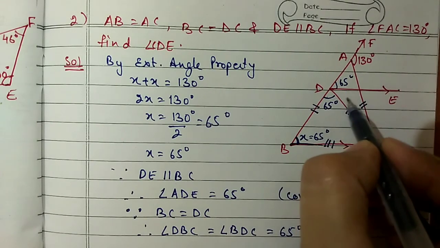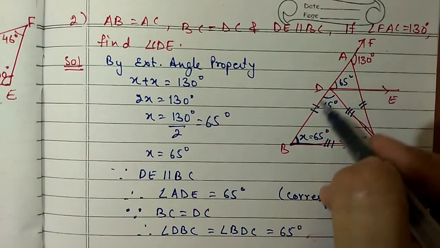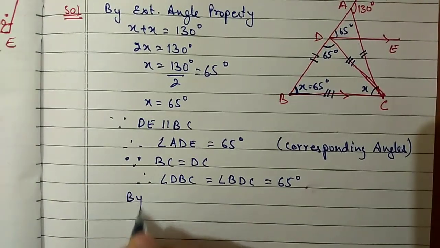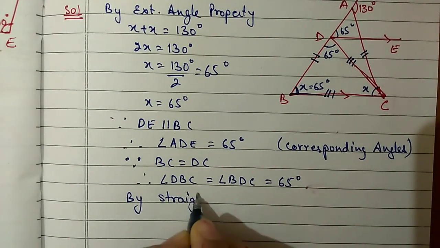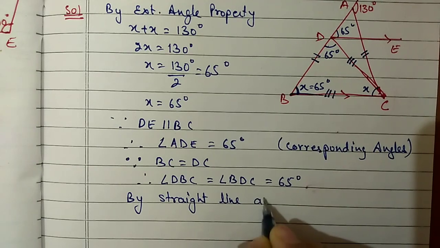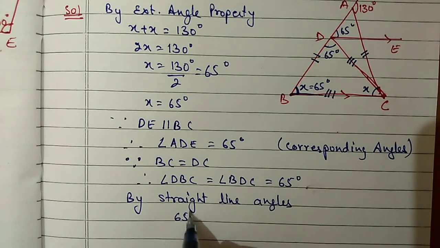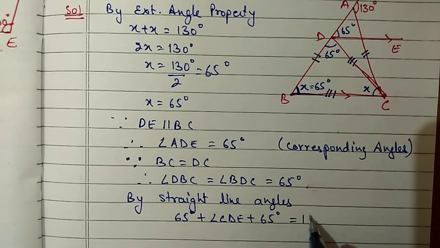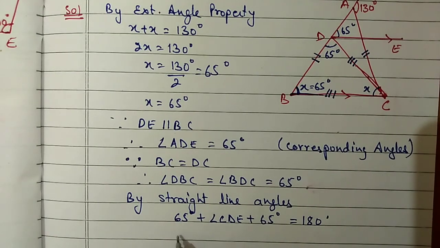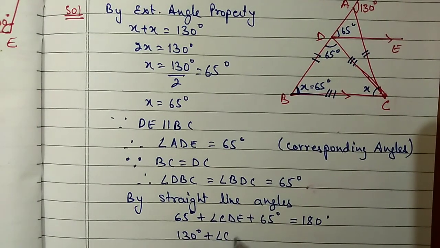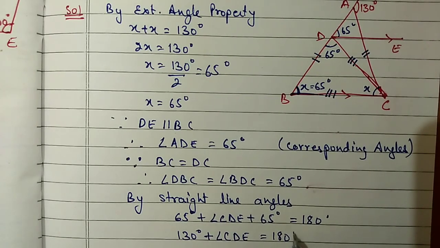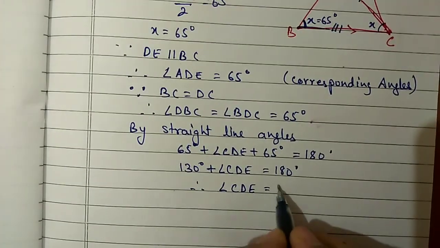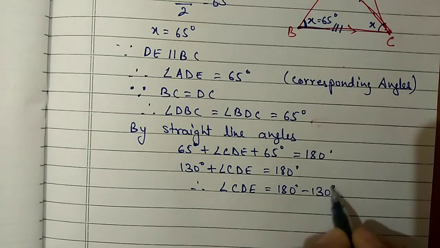Now only this is remaining which we have to find out, and this line is a straight line. We can use here a straight line angle property. So by a straight line angle, 65 plus angle CDE plus 65 equal to 180 degree. 65 plus 65 130 degree. Therefore angle CDE will be 180 minus 130 equal to 50 degree.